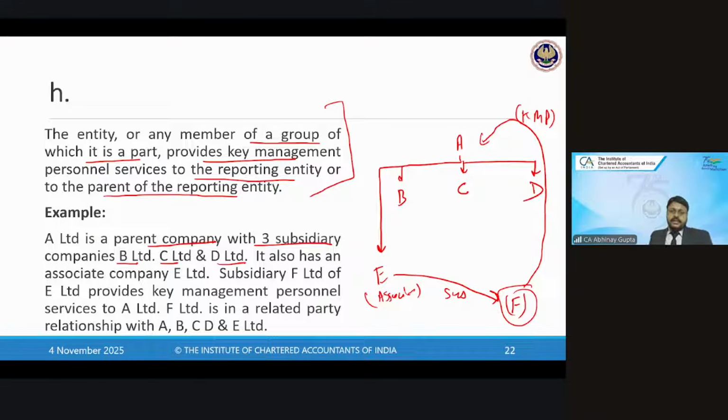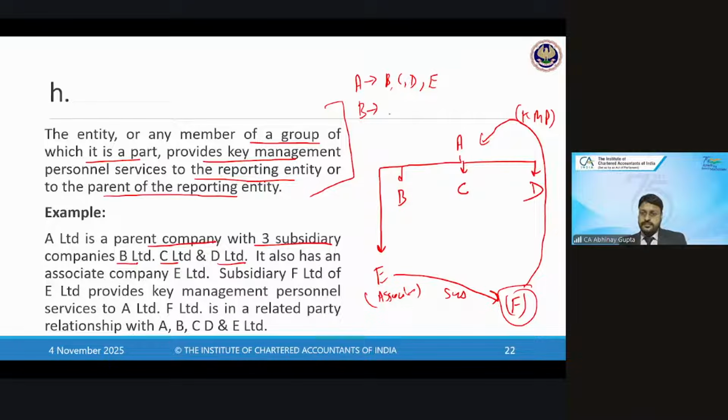Now, if this clause is not there, which all parties are related to each other? So let's establish. For A, which all are related? B, C, D, and E. Correct? B, C, D, and E are related? Yes, sir. Then for B, which all are related?